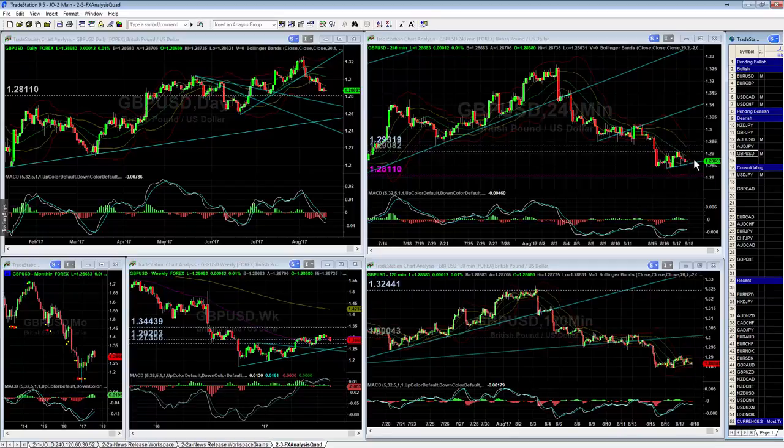If you want to jump in a little more aggressively, you can jump in on a break of this line. You can see how many times it's been tested. And so we could be watching for a break there. And I've drawn this line at 1.28110 just to show that I'm also tracking the line from the daily.